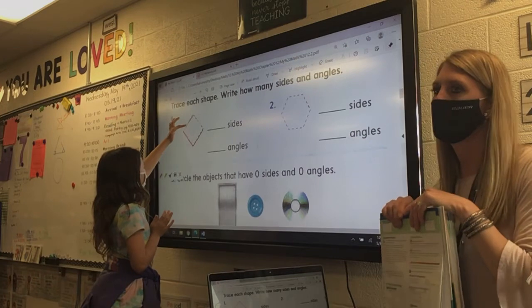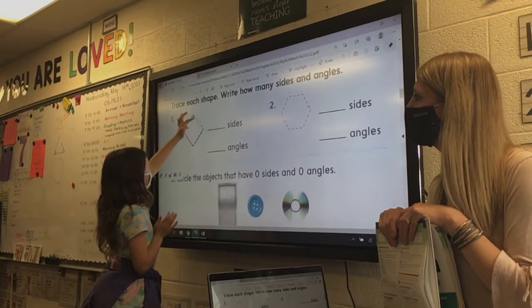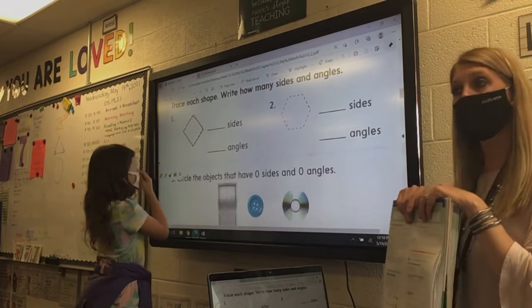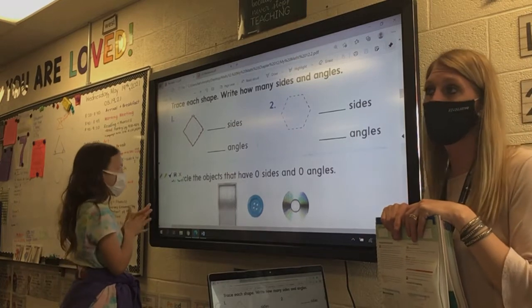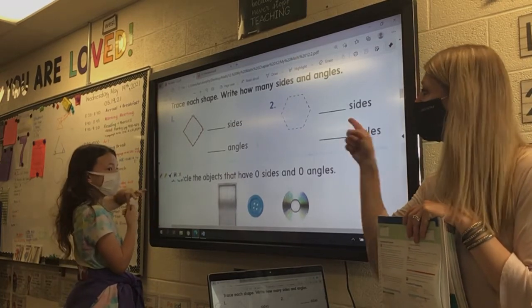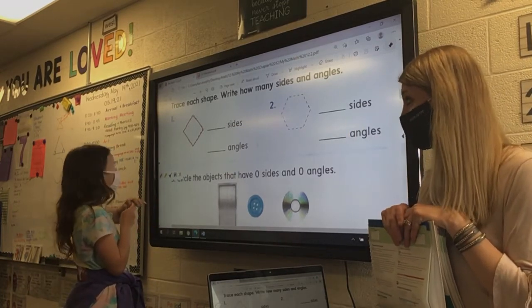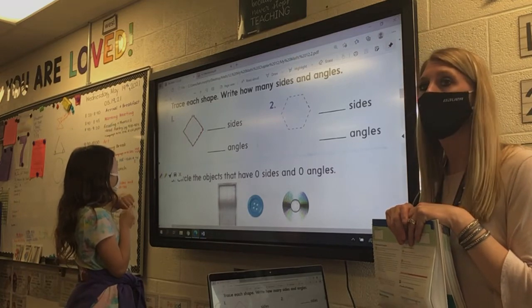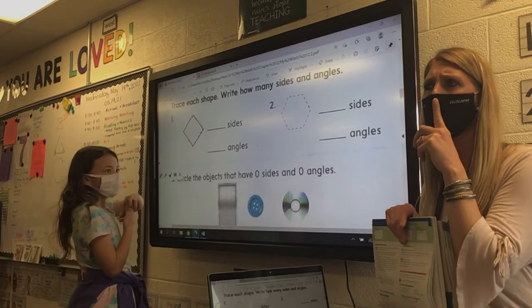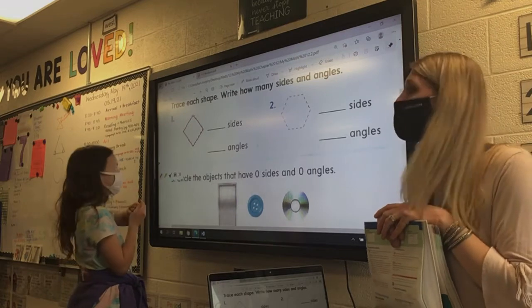Is this a square? What do you guys think this is? Diamond. Could be a diamond, it could be a square. It could be either one. Now, how many sides did you just trace? 4 sides.